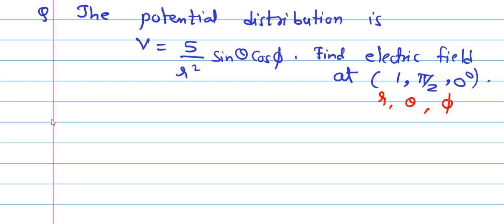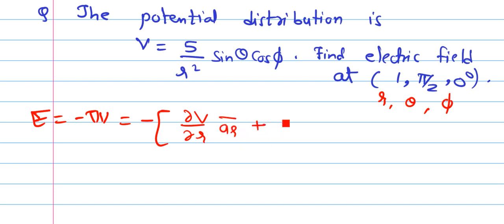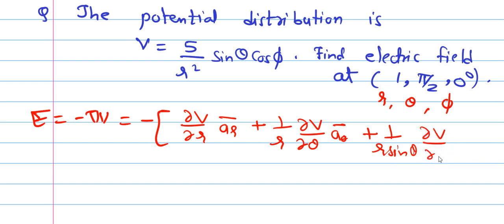So for the spherical coordinate system, electric field E equals minus of del V, and del V is ∂V/∂r, a r vector, plus 1 by r ∂V/∂theta, a theta vector, plus 1 by r sin theta ∂V/∂phi, a phi vector. So you need to remember this formula of the del operator. Now just calculate ∂V/∂r. V is given, find out ∂V/∂r.